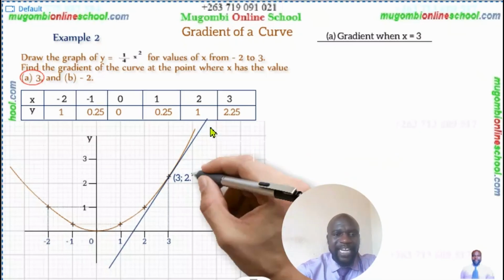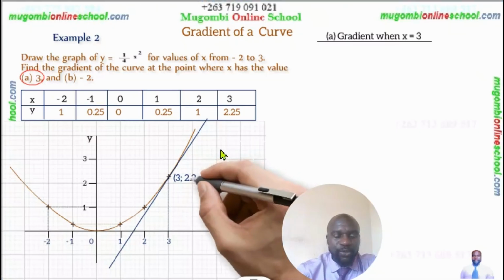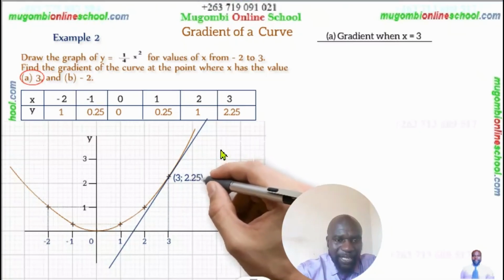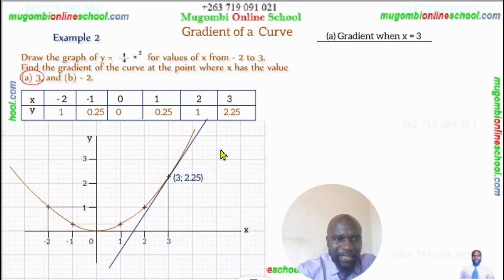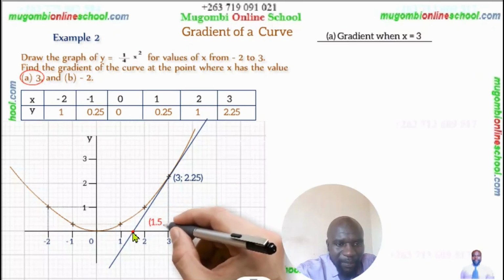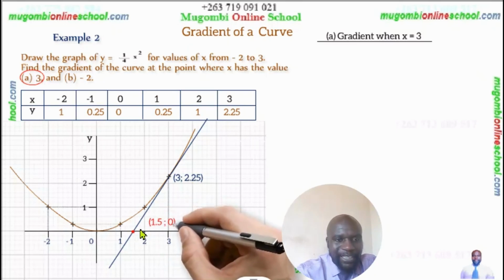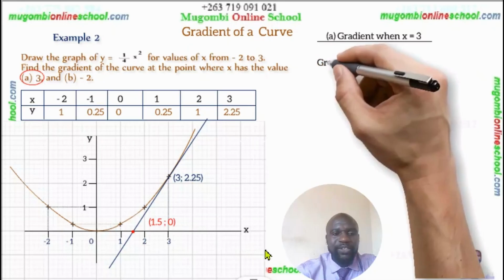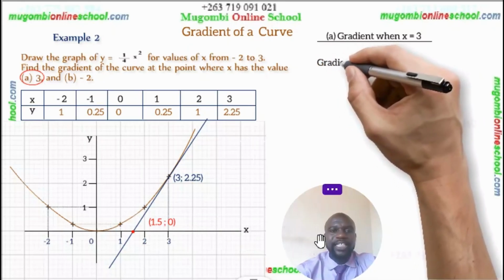So we need to find another estimate point along this line, which we are going to use to calculate the gradient. So 3, 2.25, we use that point. Let us use another point. Let's say this point here, where I can calculate, which is 1.5 on the x-axis and 0 on the y-axis. It's very easy to calculate that one. So I'm going to use this one to calculate the gradient.